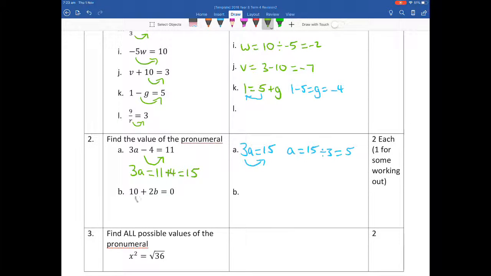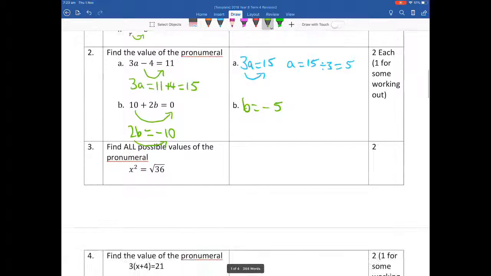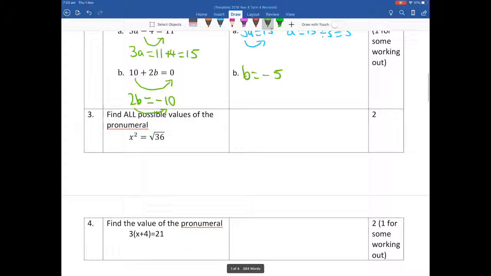Our next one, we're looking where the number is, and there's no letter. We get rid of that 10. 0 minus 10 is, of course, minus 10. So we've got 2B equals minus 10. We're dividing by that 2. We end up with B equals minus 10 divided by 2. Of course, we all know that that will give us a negative answer. It's negative 5.